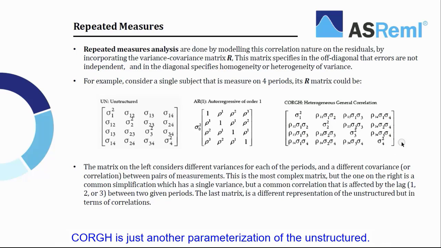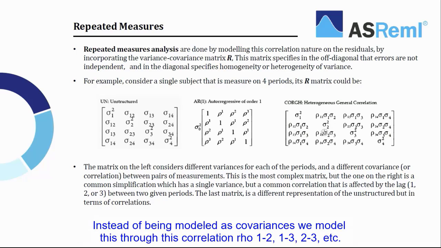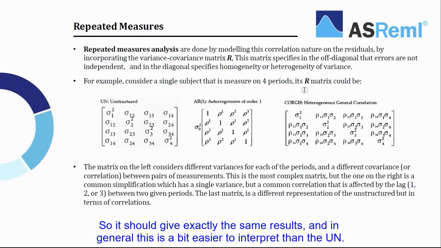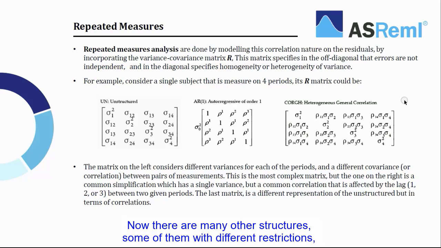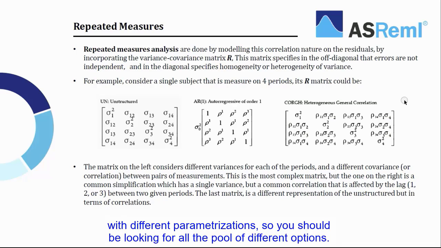Corgh is just another parameterization of the UN structure. Instead of being modeled as covariances, we model this through the correlations, rho 1,2, 1,3, 2,3, etc. So it should give exactly the same results, and in general, this is a bit easier to interpret than the UN. Now, there are many other structures, some of them with different restrictions, with different parameterizations, so you should be looking for the whole pool of different options.